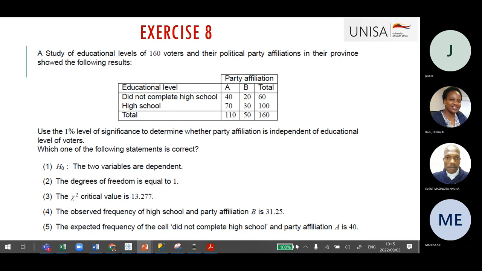Next, which contingency table do we need to be using?